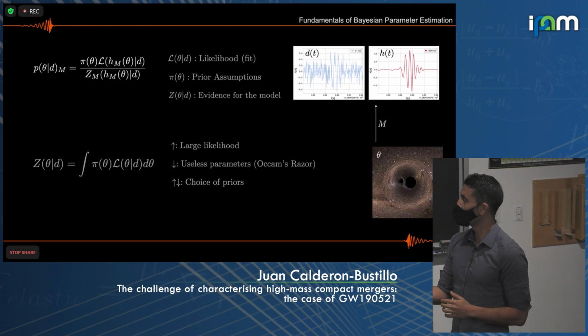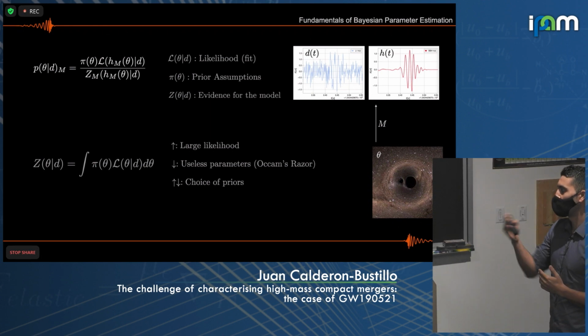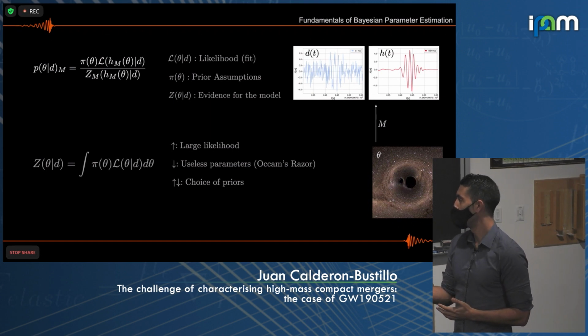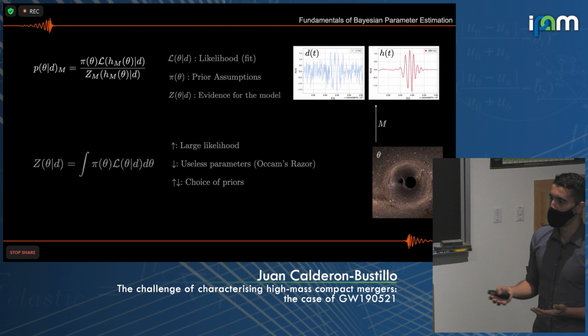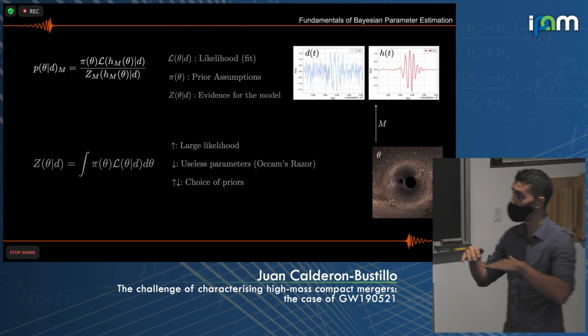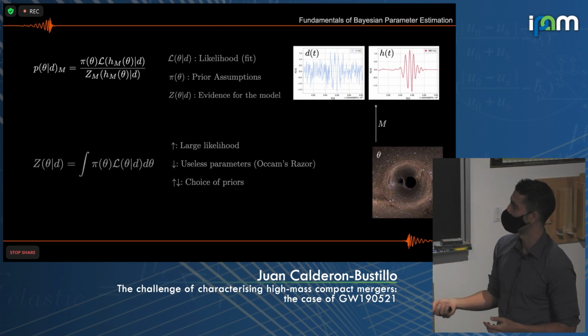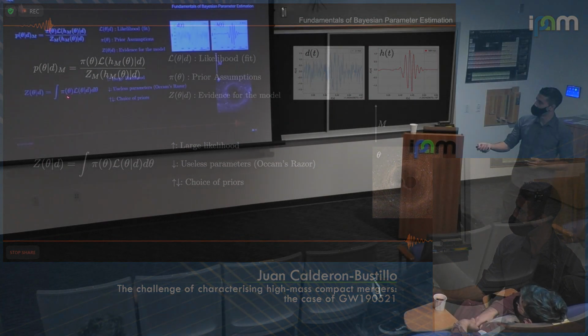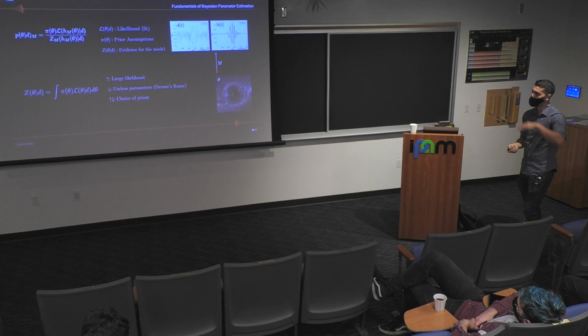Now, it's going to go down if, in order to achieve that good fit, you need to add a lot of parameters. And in particular, it will go down if some of those combinations of parameters lead to very bad fits or to very low likelihood. So that's going to make your average value of this prior times likelihood decrease, and therefore the evidence of the model will go down. This is what we know as Occam's razor.